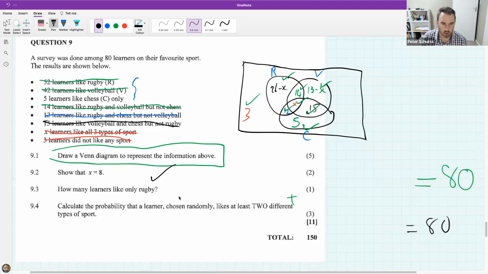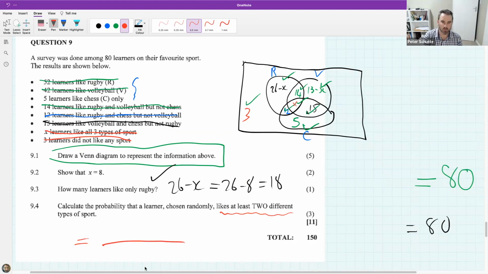Okay, last thing. How many learners like only rugby? Well, 26 minus x, but we know x is 8, so 26 minus 8 is 18. And then last question for today: calculate the probability that a learner chosen randomly likes at least 2 different sports. Now we know the total is going to be 80. The more exciting bit is how many favorable outcomes are there? At a minimum, 2 different sports.